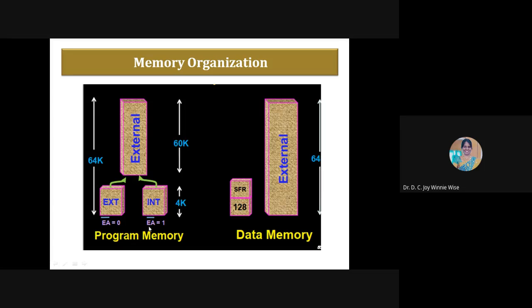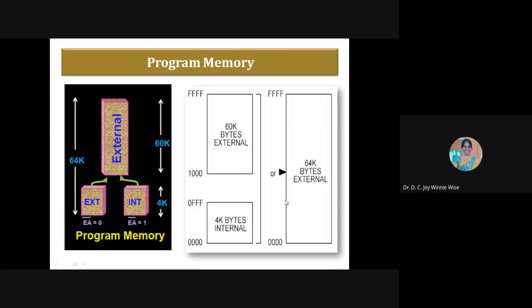When the external access pin is equal to 1, the 64K memory is divided into two parts: 4K of internal memory and 60K of external memory. Coming to the data memory, we have 128 bytes of memory which is used for the registers, another 128 bytes which is used to store the special function registers, and 64K is used as external memory. Let's see the diagram here.